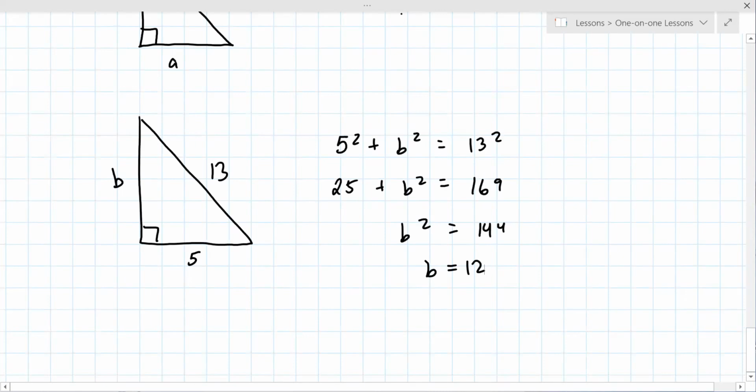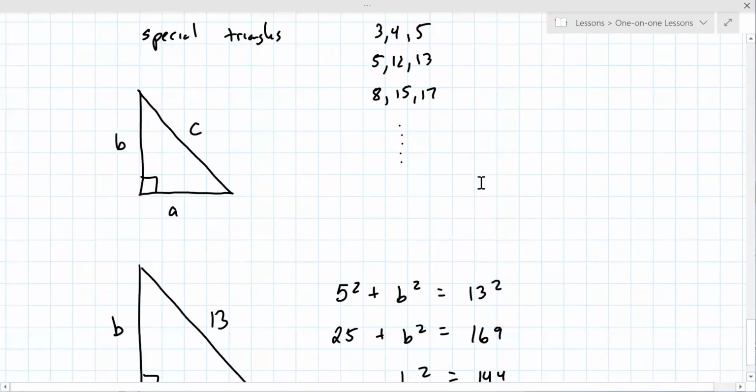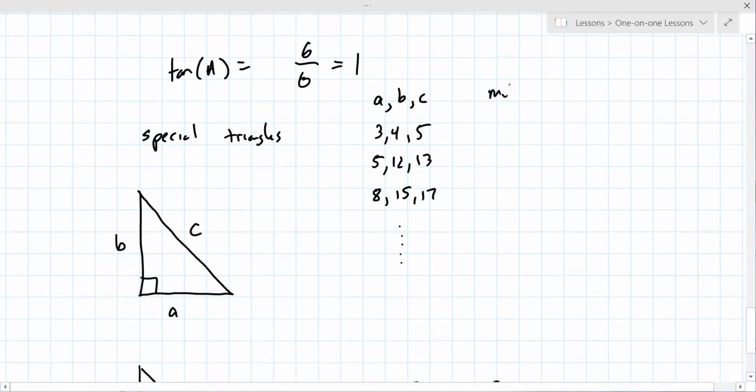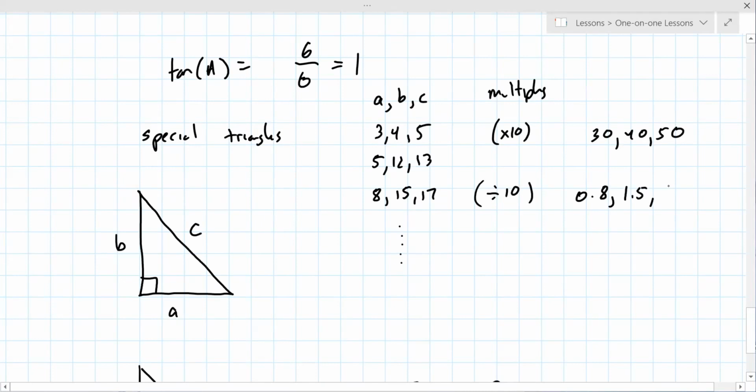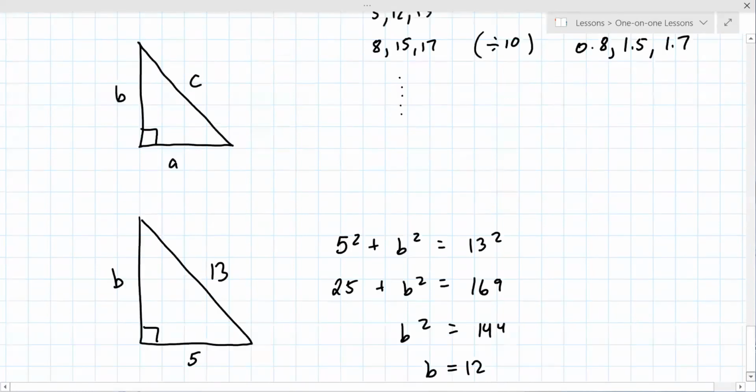All right. So this is just a brief aside here. I'll also point out that you can do multiples of these. Like you could take this and multiply it by, say, 10. So 30, 40, 50. You could divide by 10 if you wanted, so 0.3, 0.4, 0.5. You can do anything you want. Multiply, divide, whatever you want here. Okay. Now, back to what you care about.